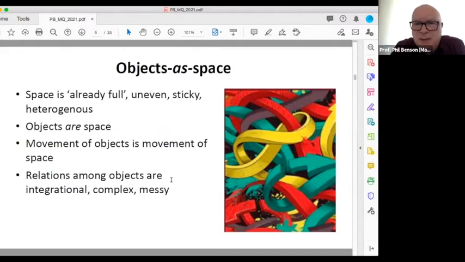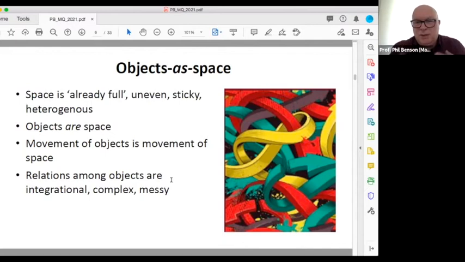From the objects as space perspective, space is basically the opposite of how it appears from an object in space perspective. So space is basically already full. It's uneven, it's sticky, it's not smooth. It's heterogeneous, it's not homogeneous. Objects are space. And because objects are space, then the movement of objects is the movement of space itself. So you have a kind of turbulence.